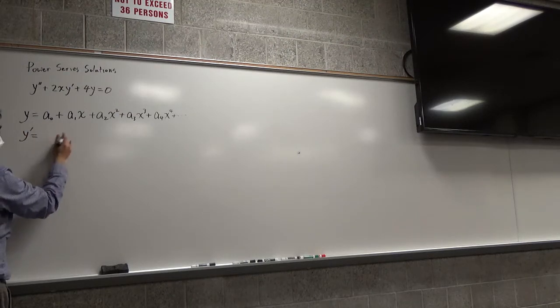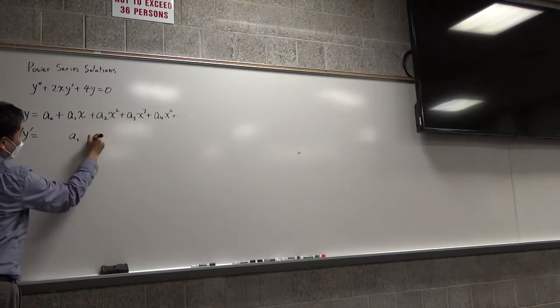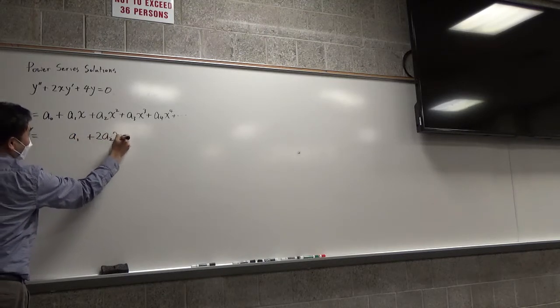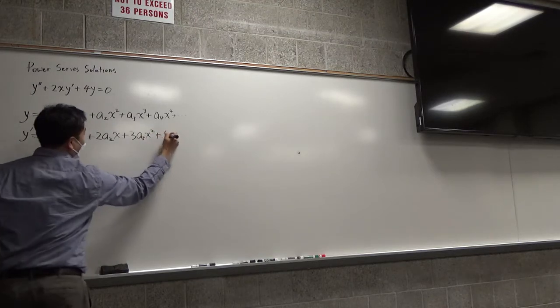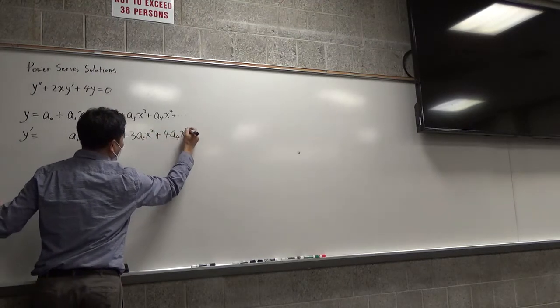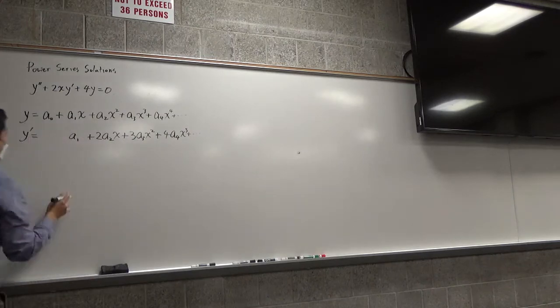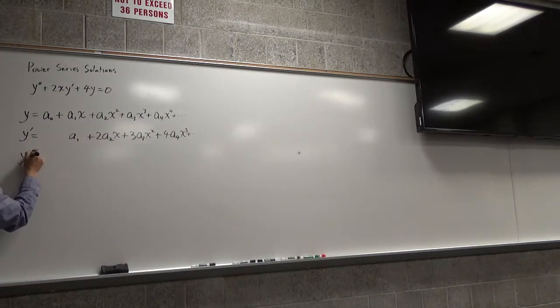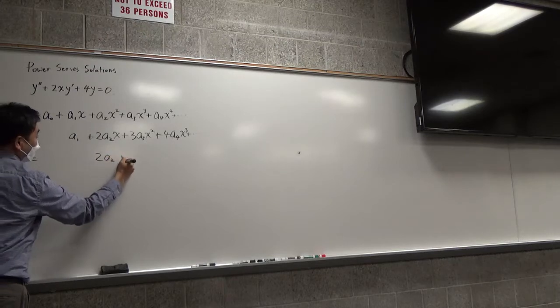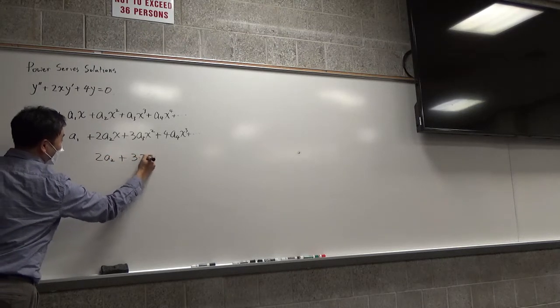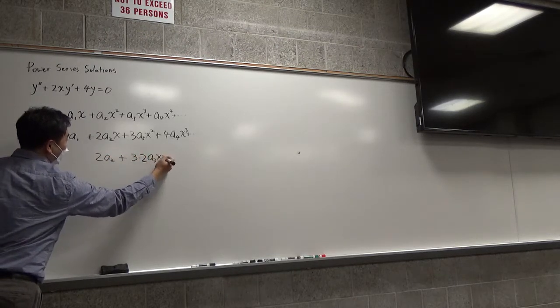This just goes away, but you get a1 here, 2a2x, 3a3x squared plus 4 times a4x cubed. And then you differentiate yet again, you get y double prime equals to nothing. That's 2a2 plus 3 times 2a3x.